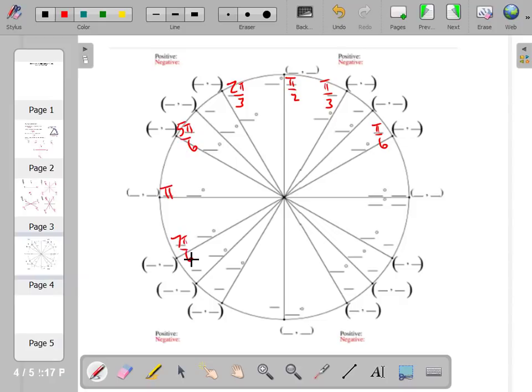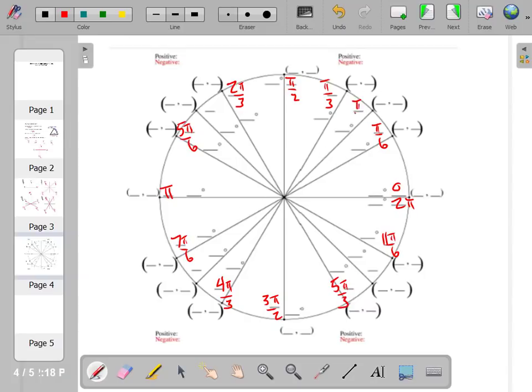7 pi over 6. 8 pi over 6. 8 over 6 is 4/3. 9 over 6 is 3/2. 10 over 6 is 5 pi over 3, 5/3. 11 pi over 6, and then 12 pi over 6. So this could be 0 or it could be 2 pi. That's counting by 30 degrees, but I missed my 45-degree angle, so I'll go back and do those now.